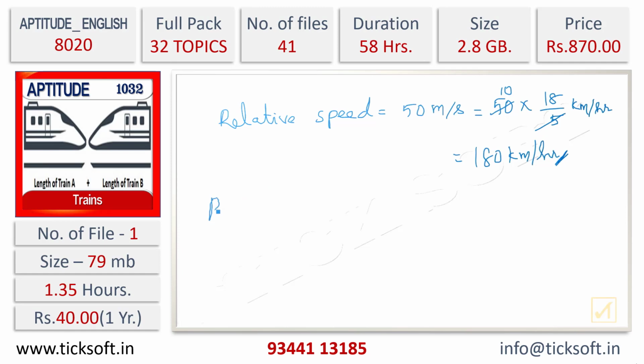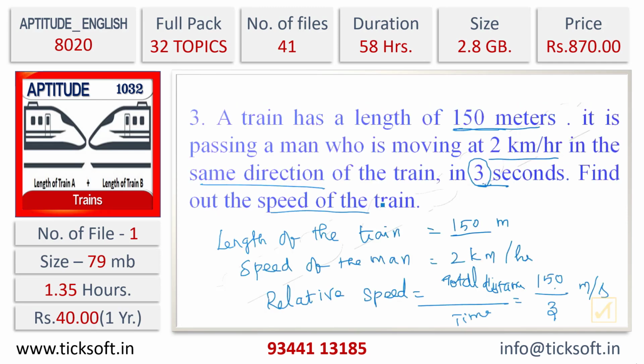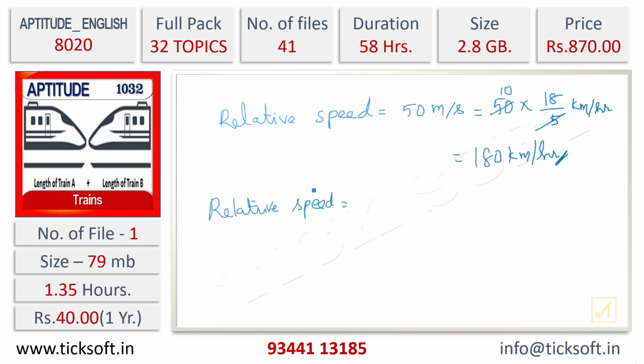And now what we are going to do is find out the actual relative speed. So here this relative speed will be equal to speed of the train minus speed of the man, because the man as well as the train are moving in the same direction. So if we want to find out the actual relative speed, then what we have to do? We have to subtract the speed of the man from the speed of the train. So relative speed will be equal to speed of train minus speed of man. So here what is the speed of train? Here the speed of train is unknown.